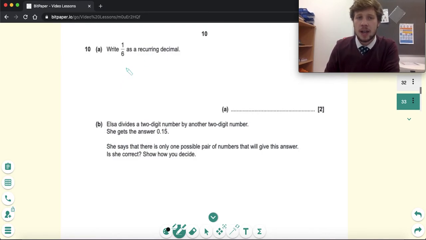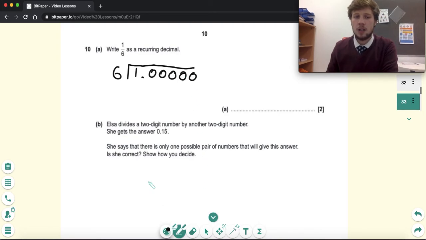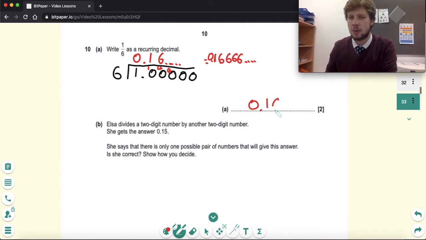For this question, I am going to write 1 over 6 as a recurring decimal, so all I'm going to do is work out how many 6's go into 1. Looking at this, 6's into 1 is 0 remainder 1. 6's into 10 is 1 remainder 4. 6's into 40 is 6 remainder 4. And you should be able to see now that this is going to carry on. So my actual answer is 0.16666 and so on. So we would write that as 0.16 with my little recurring symbol.